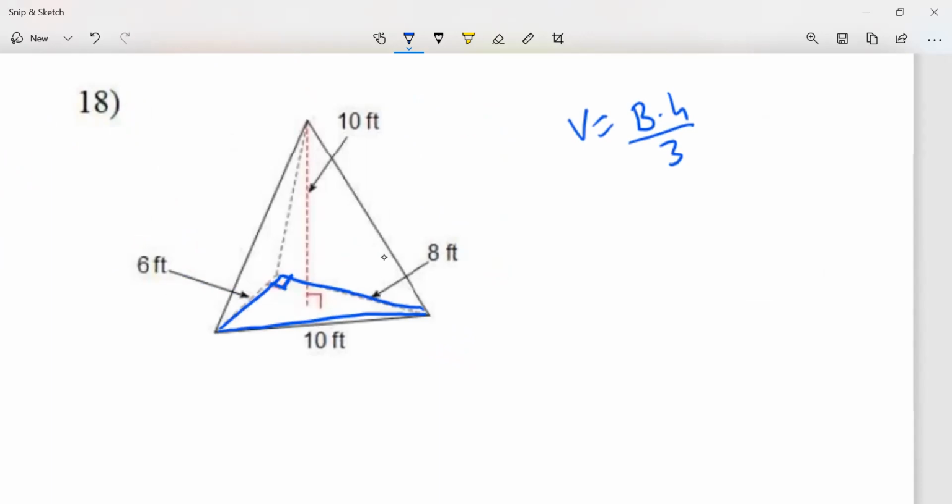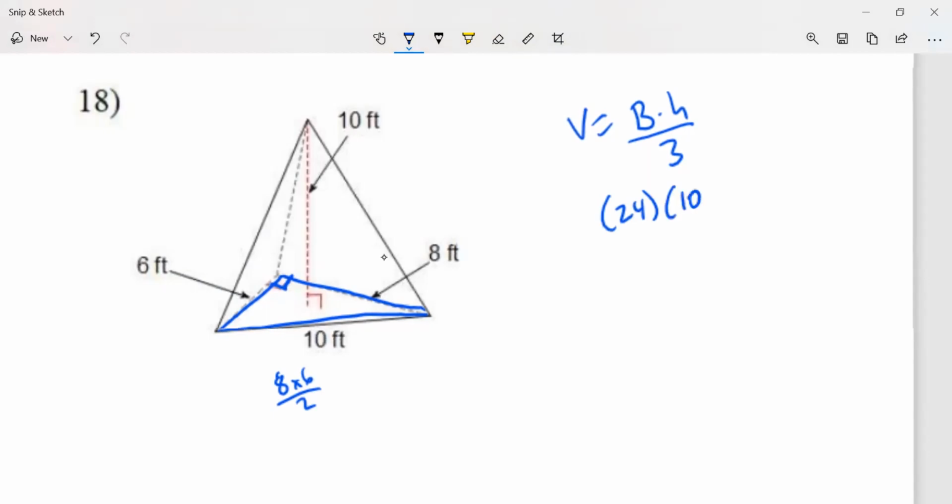So my triangle is 8 times 6 divided by 2. That's just the base, right? So 8 times 6 is 48. 48 divided by 2 is 24. So the area of the base is 24.